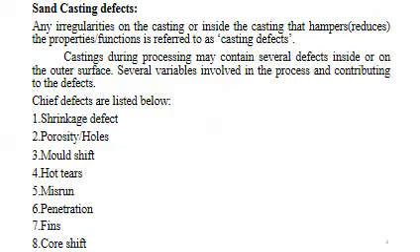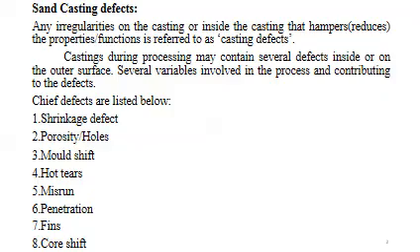Castings during processing may contain several defects, inside or on the outside surface. Several variables are involved in the process and contribute to the defects. The chief defects are listed below: shrinkage defect, porosity or cavity or holes, mold shift, hot tears, misrun, penetration, pins, and core shift. These are the common defects in the component. We will study them one by one.